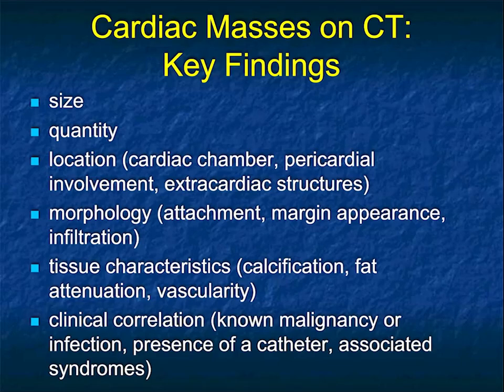And of course, we always look at clinical correlation. Does the patient have a known malignancy? Does the patient have a catheter in place, which makes you think more of thrombus? Or associated findings. I've had a number of cases with cardiac lymphoma, but I also saw lymphoma of the small bowel, or I saw lymphoma of the kidney or of the stomach.